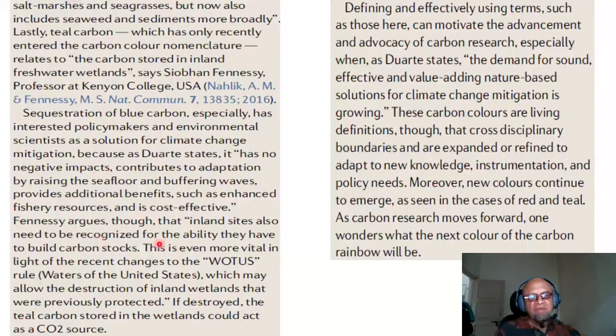Fennessy argues, though, that inland sites need to be recognized for the ability they have to build carbon stocks. This is even more vital in light of the recent changes of the WOTUS rule, the Waters of the United States rule, which may allow the destruction of inland wetlands that were previously protected. If destroyed, the teal carbon stored in the wetlands could act as a CO2 source.